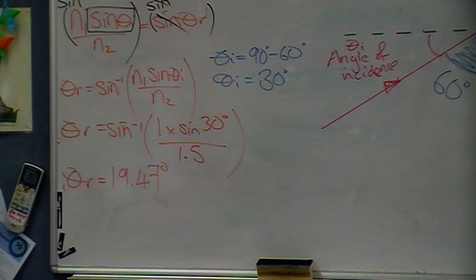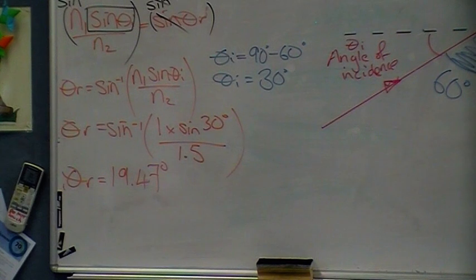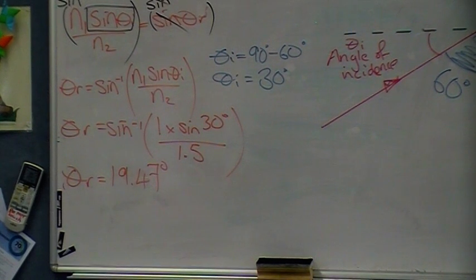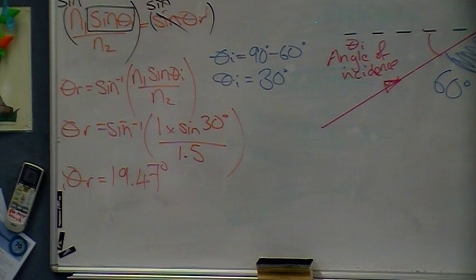How many decimal places do we do? Type the whole thing in as one. So you could go shift, sine inverse, bracket, 1 times sine 30, over 1.5. That point one really matters. The 19.471. Be careful with that, because the 1 and the 9 could be mixed up. 19.5, hang on, yeah.